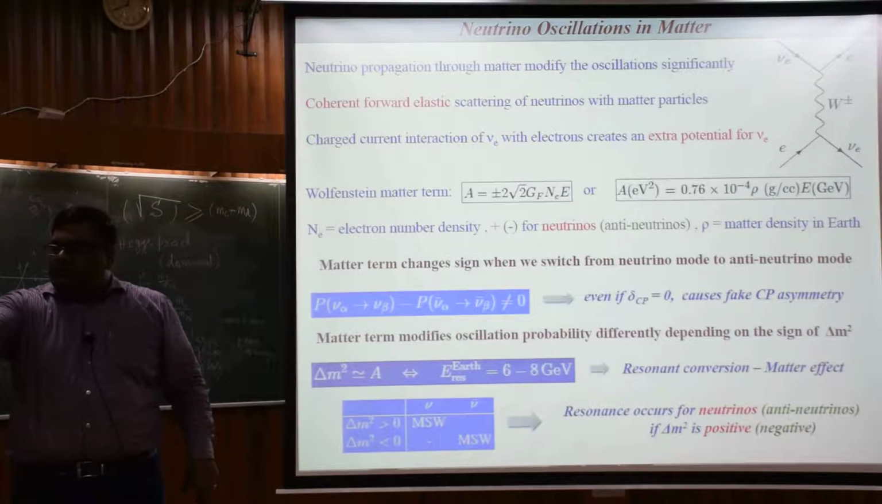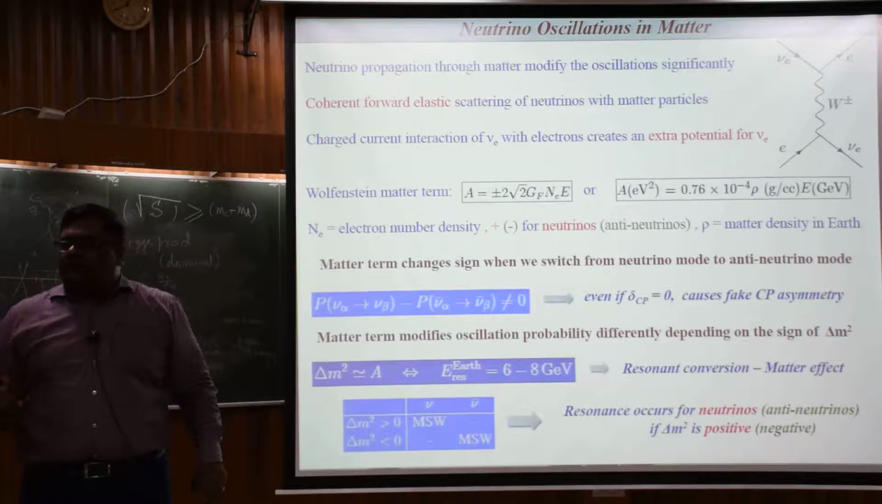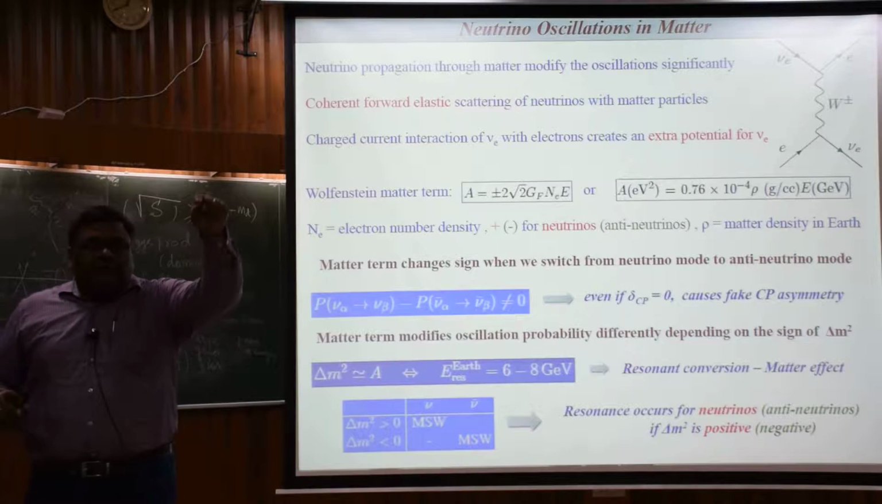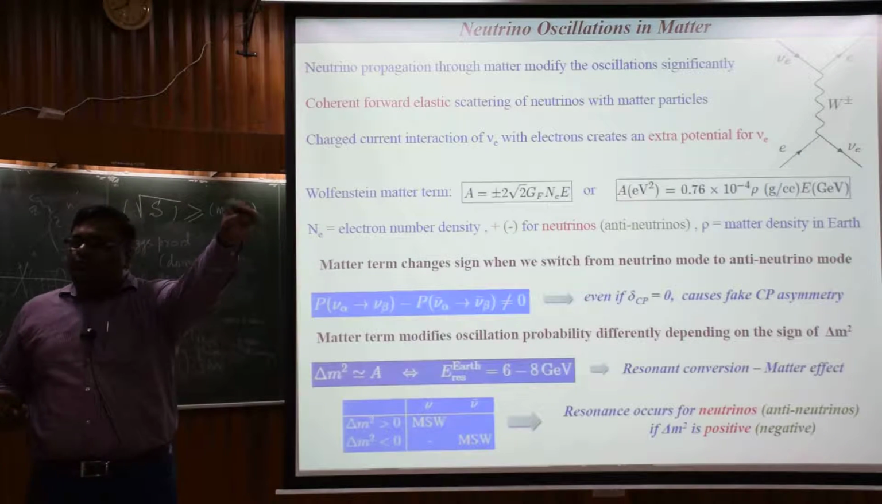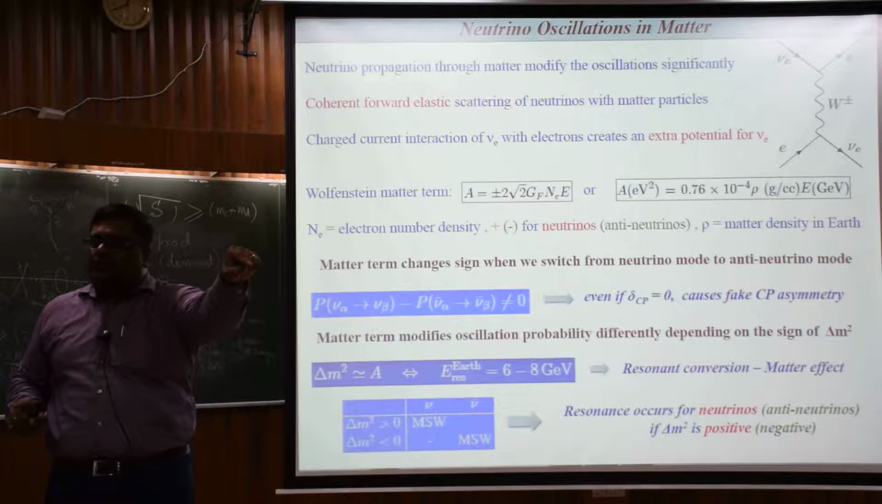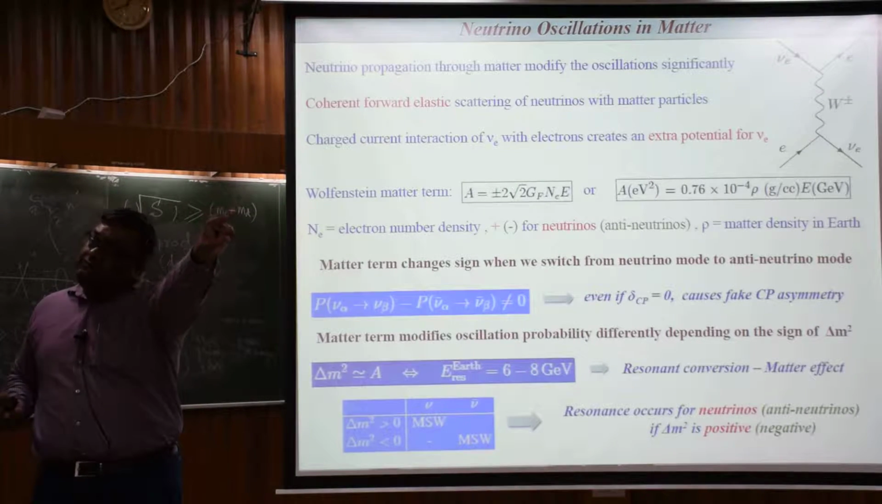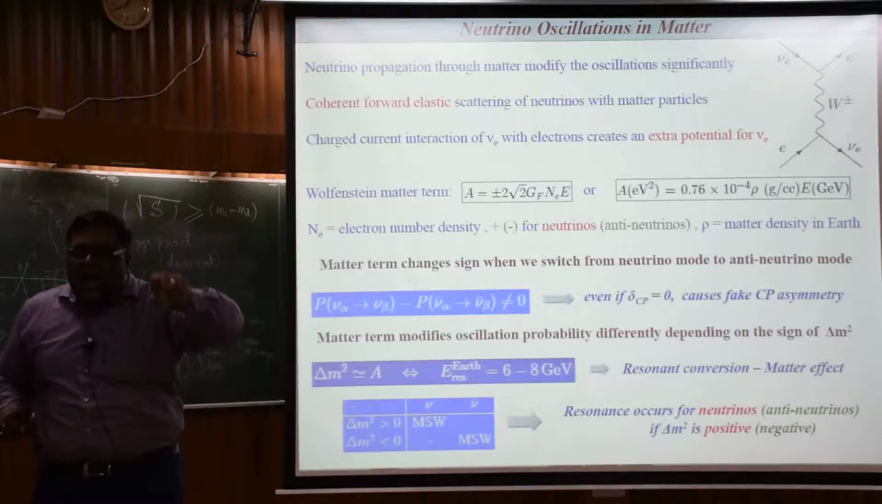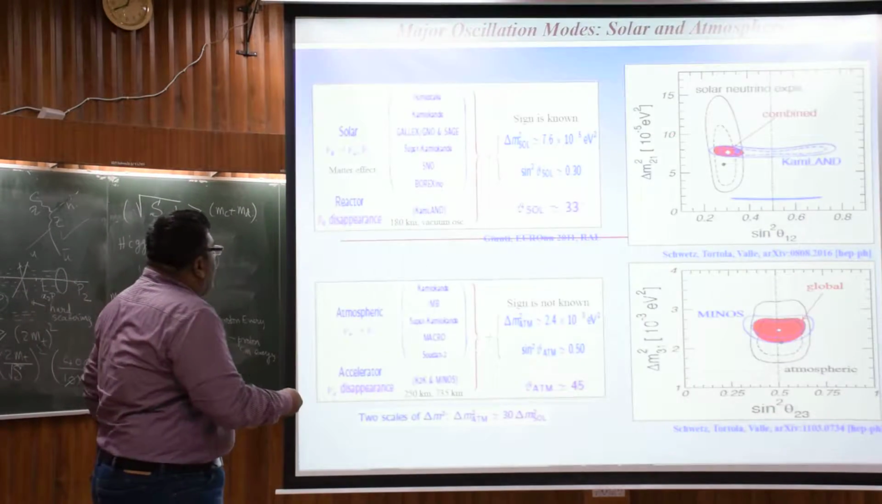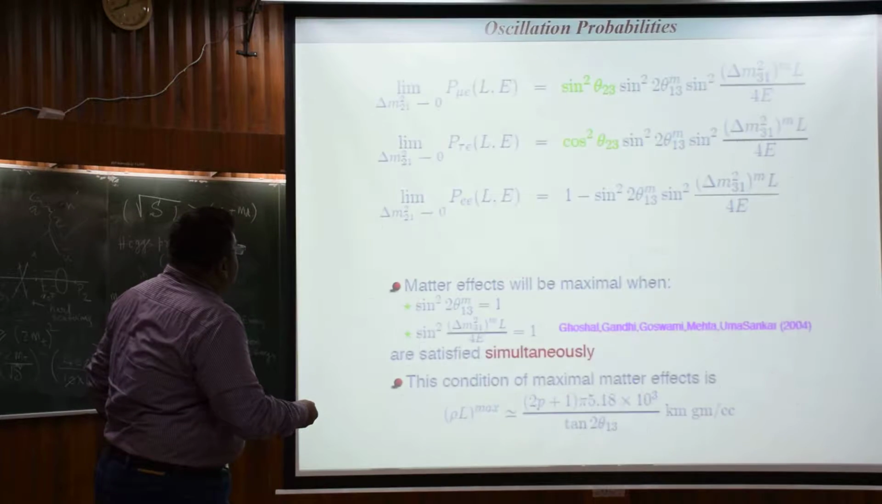As I was telling you, there is another caveat that you need to keep in mind. When you are calculating the probability, you need to know which particle is going, neutrino or antineutrino, but the probability will also depend on whether the hierarchy is normal. So here, hierarchy means I am asking this question.